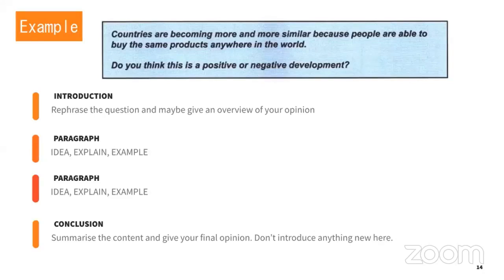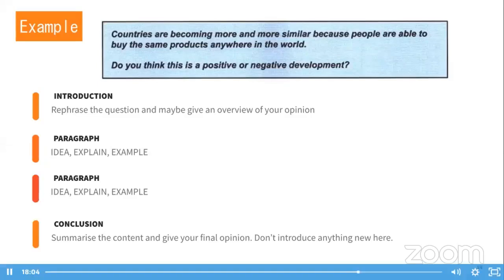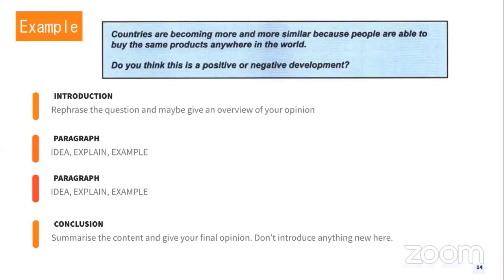Then you give an example. You talk about maybe your personal experience or your knowledge of the subject, but whatever it is, that's fine. You need to give an example to support your idea. So your first sentence gives your idea. Your next couple of sentences explain it with more detail, and then you give an example to support it. This is the structure of the paragraph.